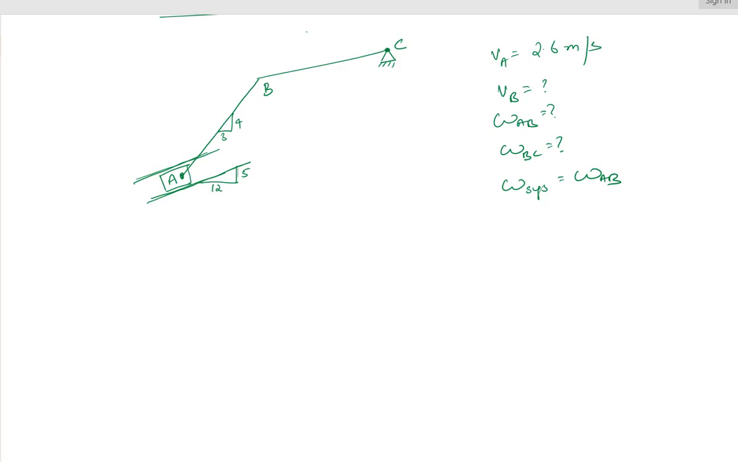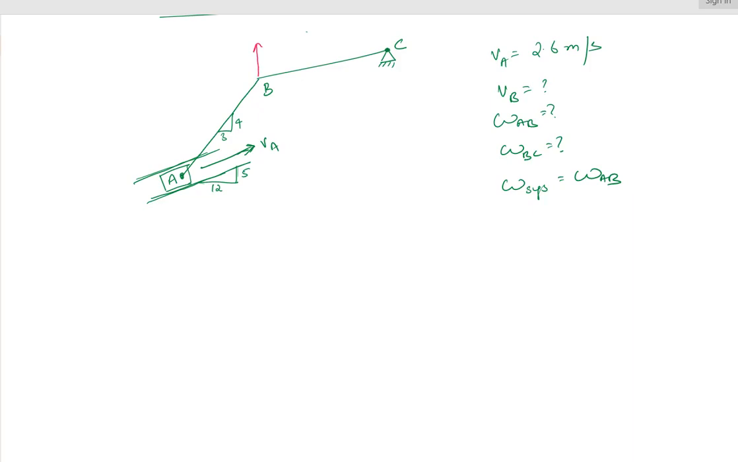What else is given? VA is given, the velocity of A, and it is in this direction. Let me draw the arrow. So this is the direction of VA, which is given. We're asked to find VB, omega AB, omega BC, and omega system, the angular velocity of the system, is omega AB. So what we're going to do first is find the center of instantaneous rotation.